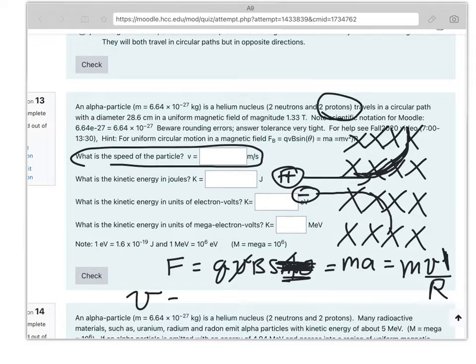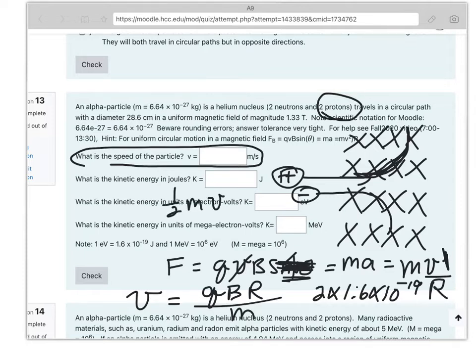So the velocity, do the algebra, don't wait for me. The velocity is going to be QBr over m. And the B and the r and the q and the m are all given. Remember, q, the alpha particle, is 2 times 1.6 times 10 to the minus 19 coulombs, right? The charge on a proton is the same as that of an electron. So that'll give you v, and then once you have v, the kinetic energy is simply 1/2 mv squared.